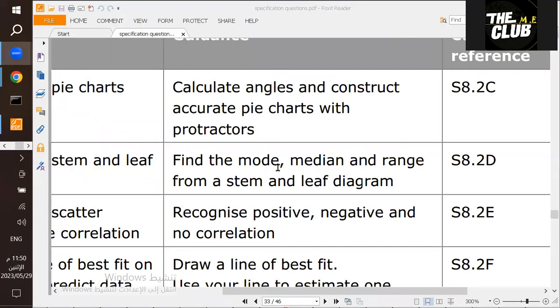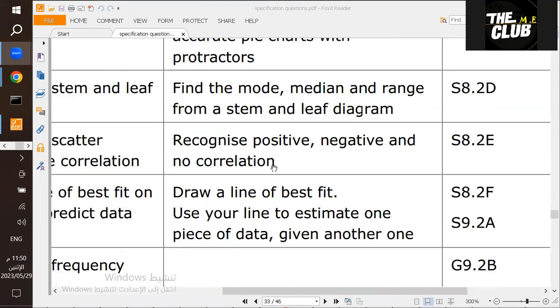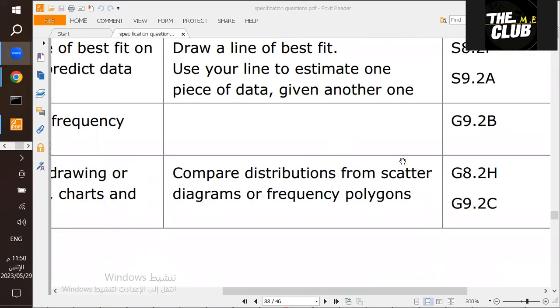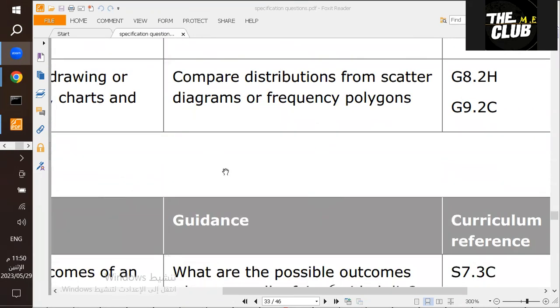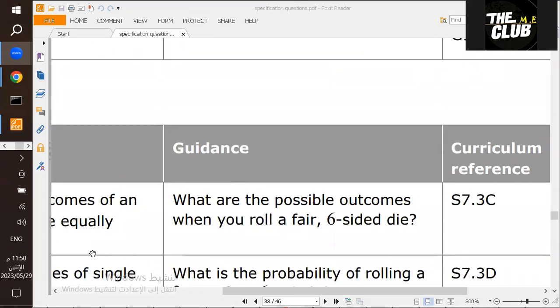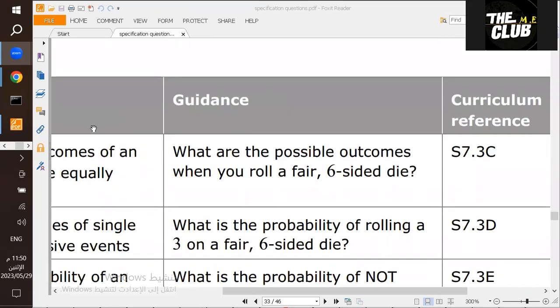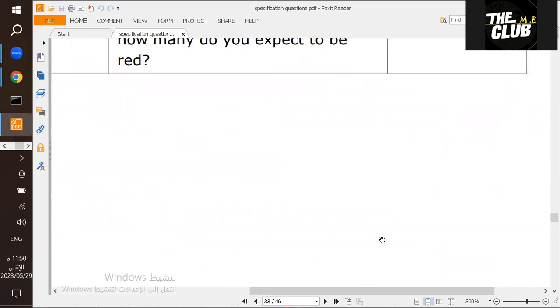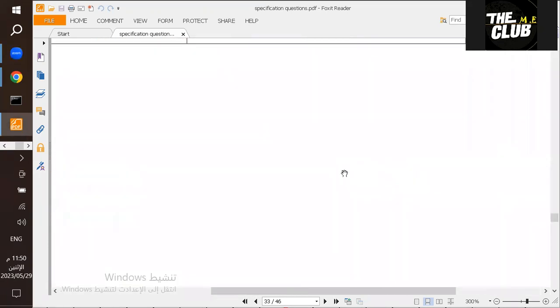Here we talked about mode, median, range. You have to know how to use the protractor, stuff like that. Positive, negative correlations, no correlation, line of best fit. We talked about all of these. Compared to the distribution of scatter diagram, frequency polygons, we talked about how to get them. Possible outcomes, of course this is probability. This is the last one, which is probability. Let's see.